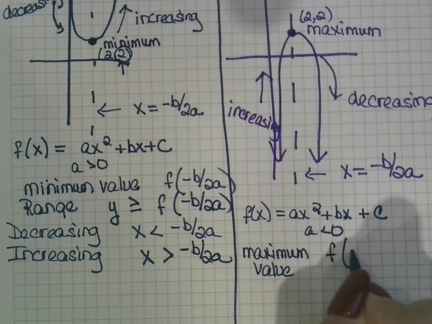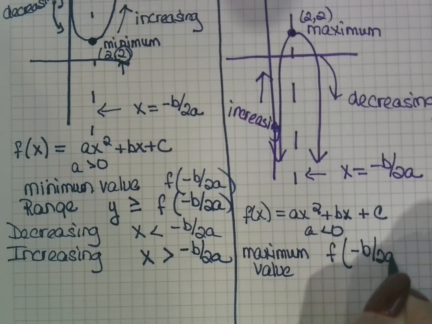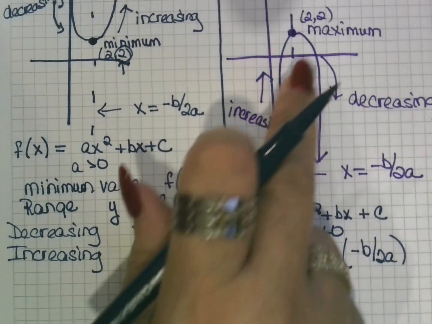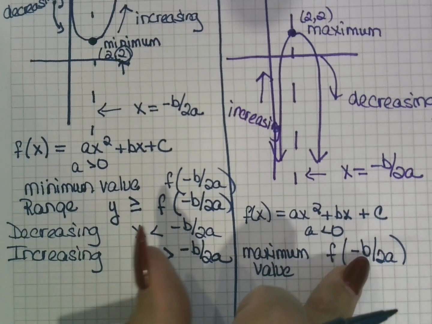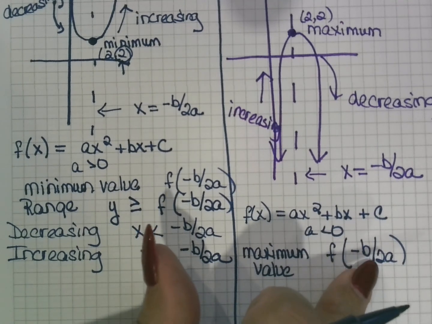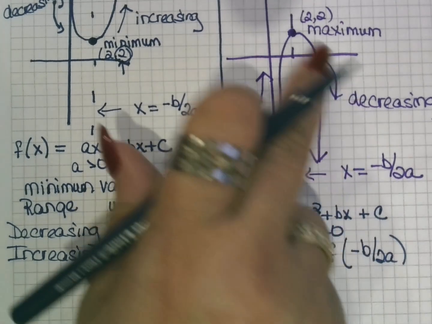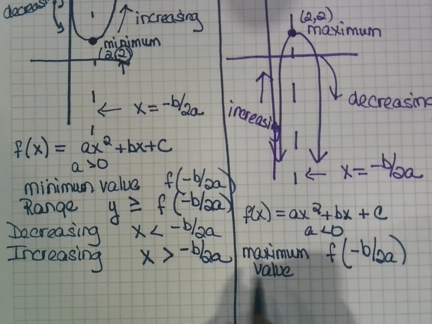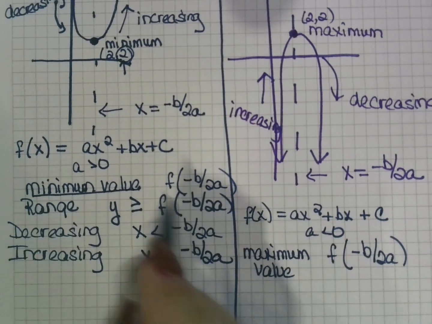The maximum value is going to be at negative b over 2a when it's plugged into the function. So whatever the value is of negative b over 2a plugged into the function, that's going to be the maximum value. Notice here it was the minimum value.